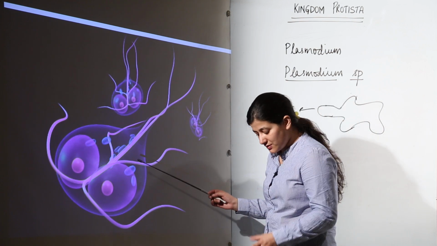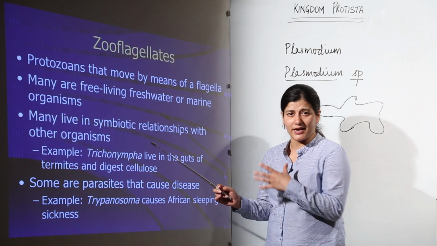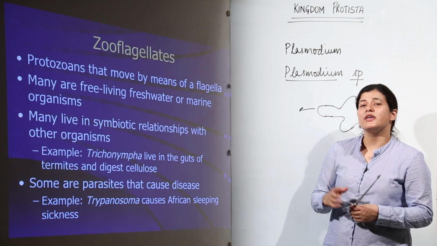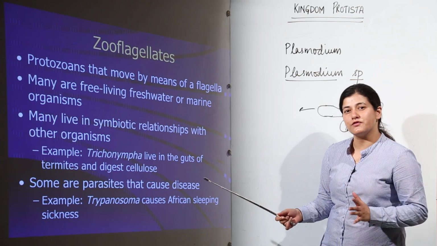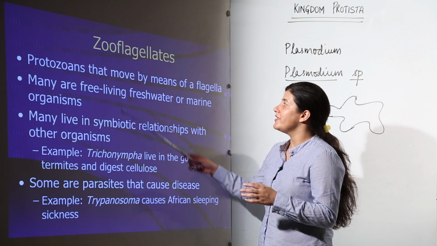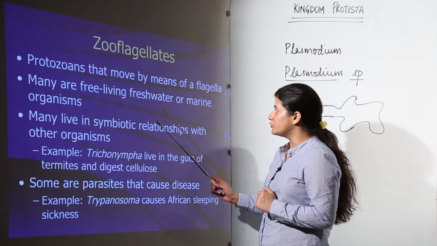These creepy organisms are present for giving you diseases, and because they have flagella, as you saw just now, they are classified under zooflagellates. So what are the characteristics of zooflagellates that we have to see? They are the protozoans which move by means of a flagellum. They have a flagellum as their locomotory organ.